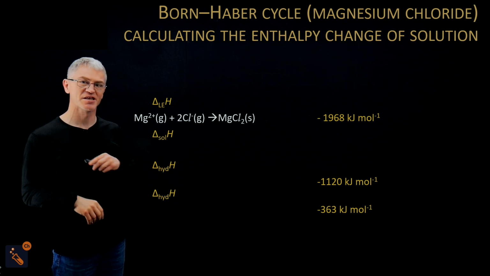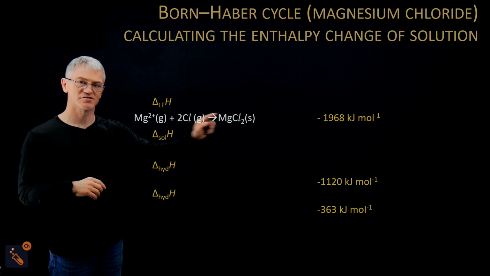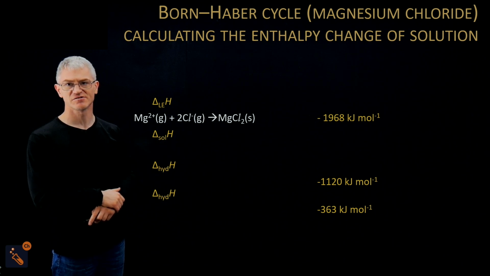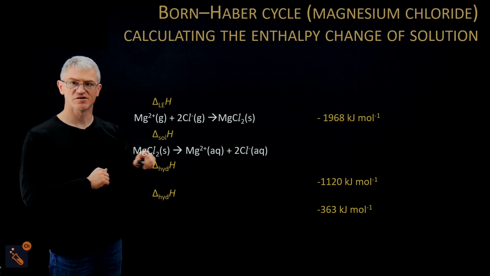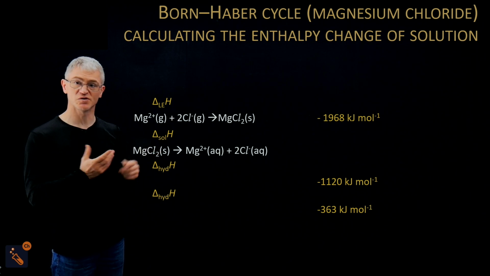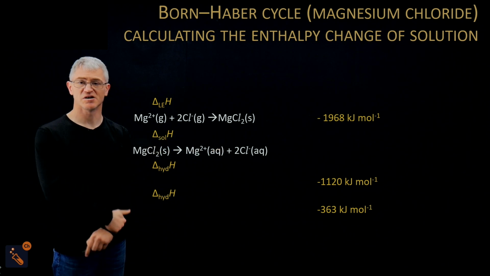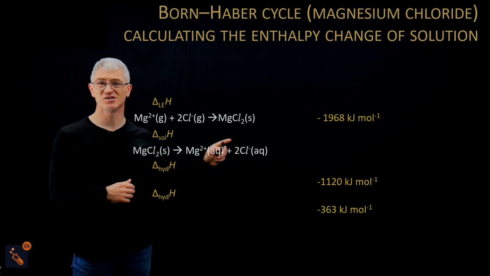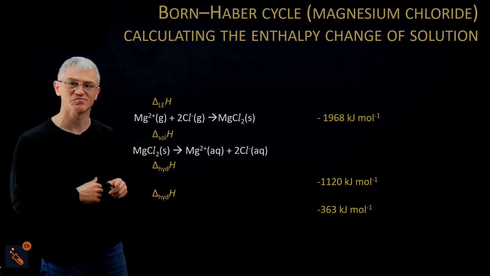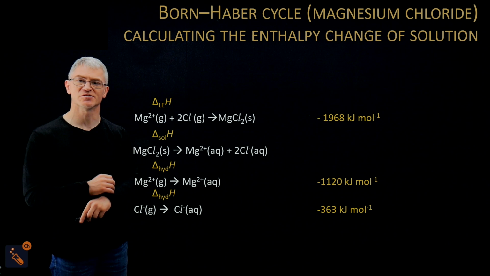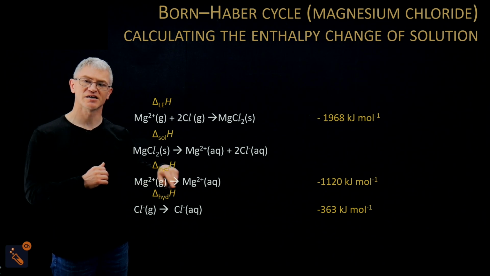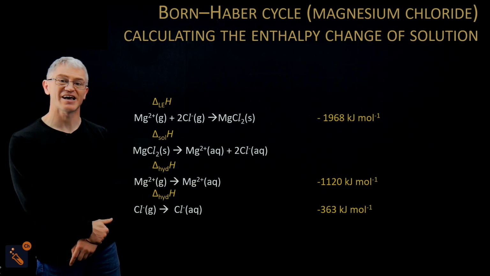Okay, let's start again. So we've got the gaseous ions going to the ionic solid, 1 mole of the ionic solid and your gaseous ions. And then we've got the solid, 1 mole of your solute being turned into aqueous, and you can write that as MgCl2 aqueous if you want, it doesn't matter. Okay, and then Mg2+ gaseous going to Mg2+ aqueous, Cl- gaseous going to Cl- aqueous.